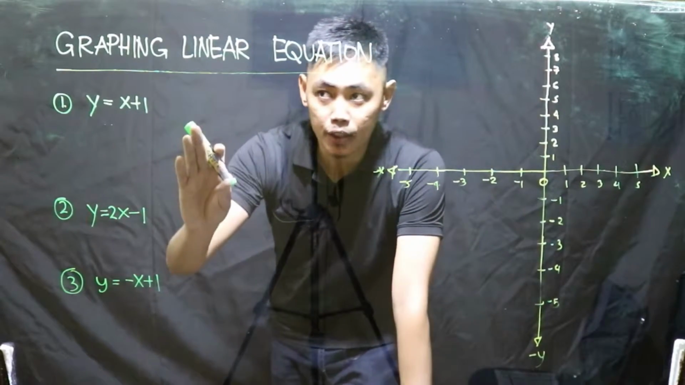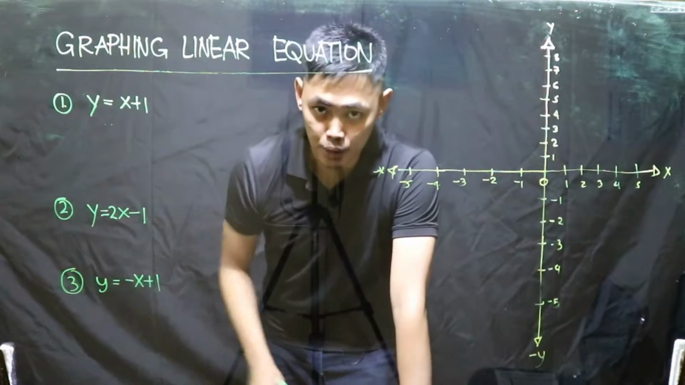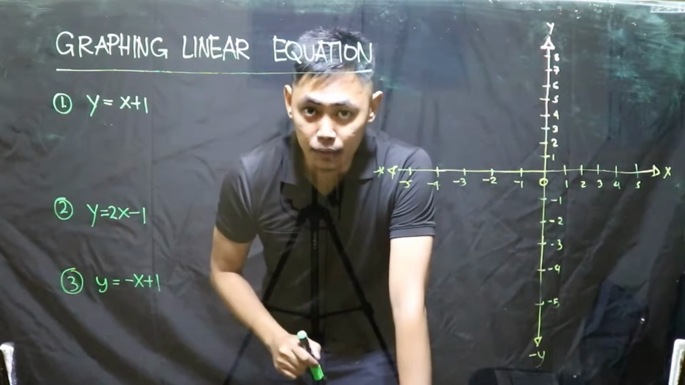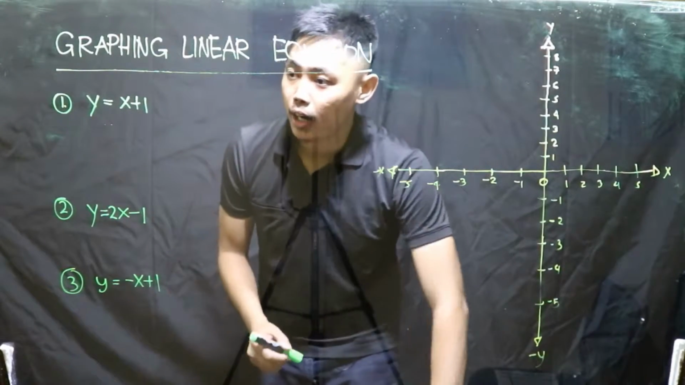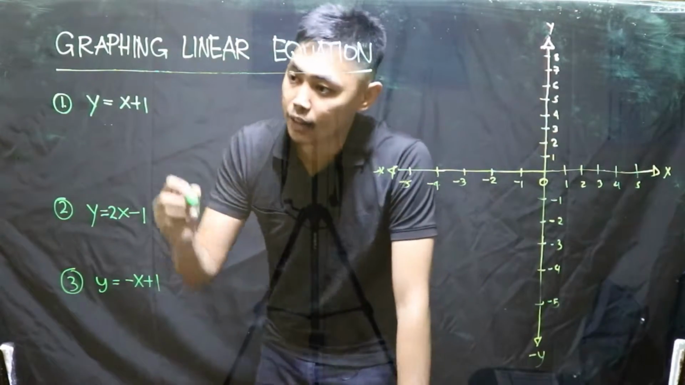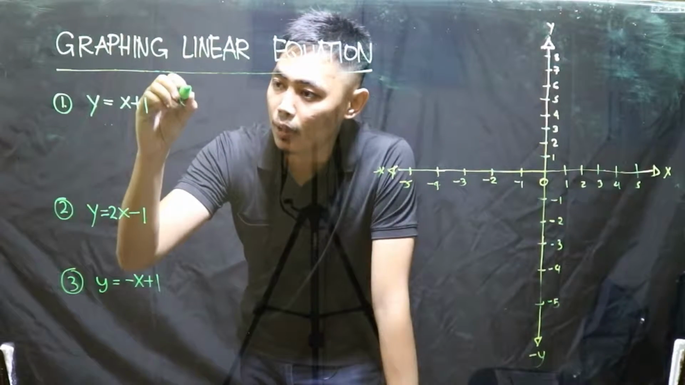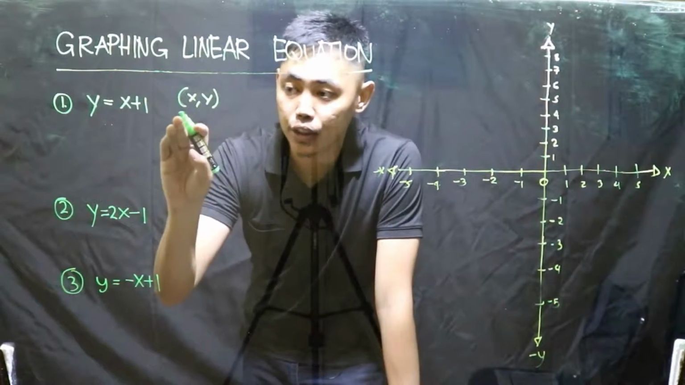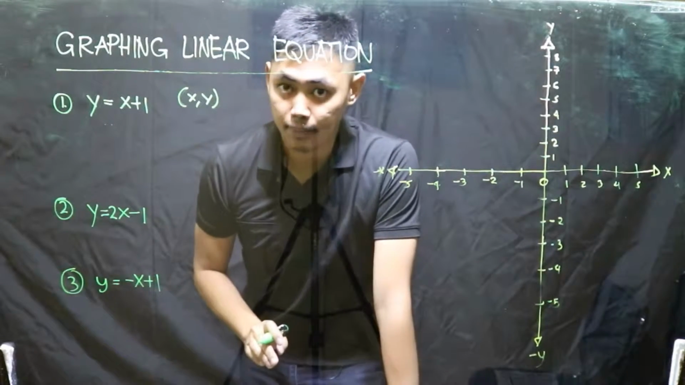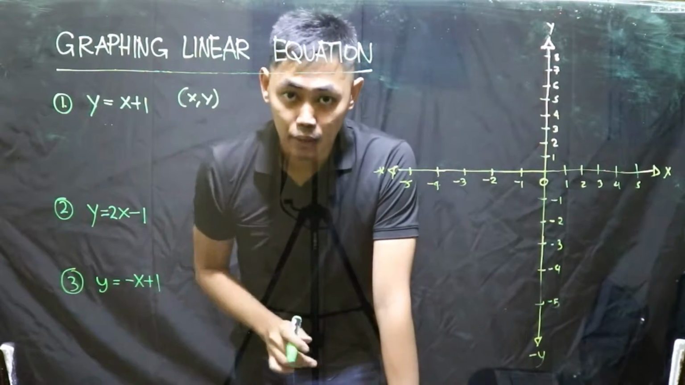Now, in order for us to graph these linear equations, we will need to find the coordinates. So, what is a coordinate? A coordinate is a set of values. It is a particular value of x and a particular value of y. So, this is a coordinate. Okay? We have a value of x and then we have a value of y.